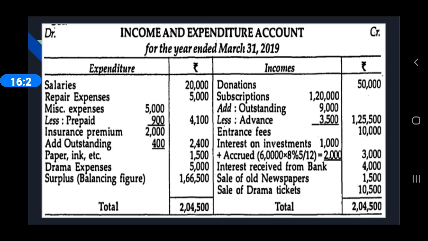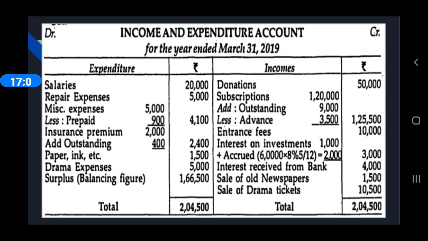Sale of old newspaper is a revenue receipt, but at the same time sale of old furniture is not to be taken to the income side. It should be deducted from the asset. So if any asset is sold, that should not be treated as income. Now sale of old newspaper is 1500. Sale of drama tickets is 10,500.